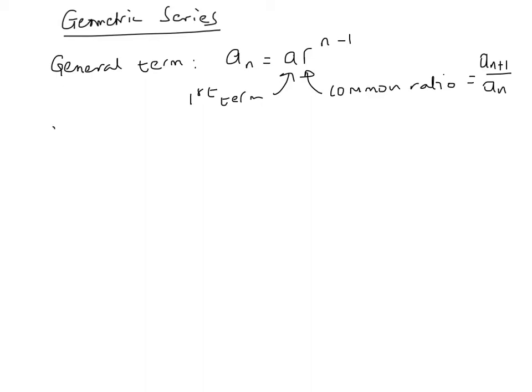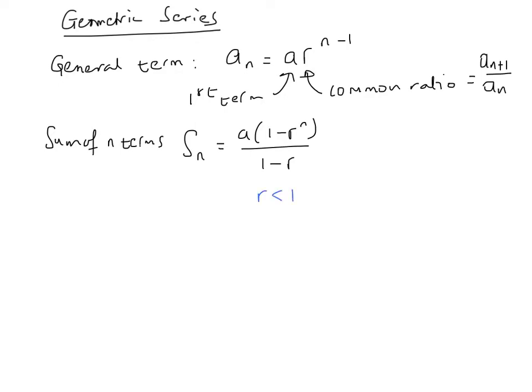Now the sum of n terms, S_n, is given by the first term, a(1 - r^n) over 1 - r, and this can be used when r is less than 1. However, if r is greater than 1, the same formula can be rewritten as a(r^n - 1) over r - 1. So it can be written like that as well.